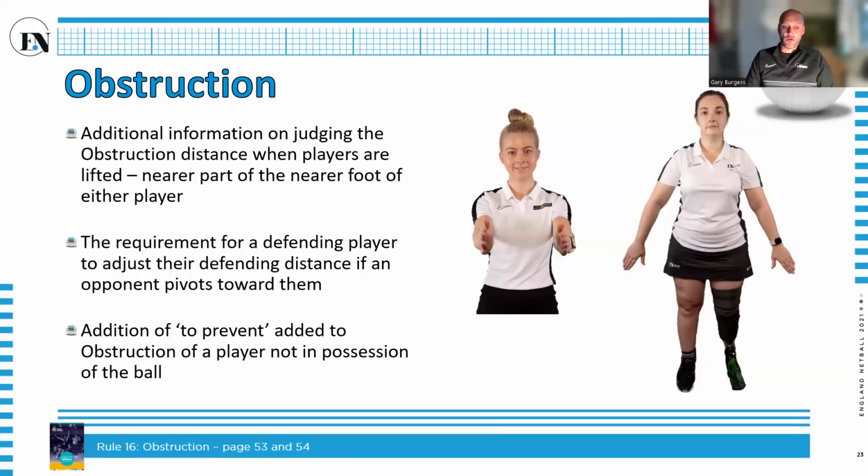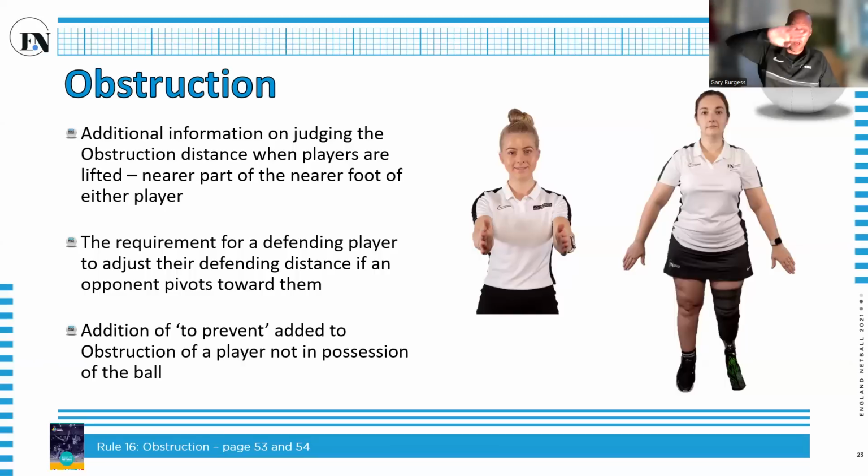Now, the second bullet point on the screen talks about the requirement for a defending player to adjust their distance if an opponent pivots towards them. So I'm going to try and demonstrate this on the screen. If my fingertips are at the toes and I land and I pivot and the defender takes up the defending distance, but then I pivot towards them, thus lessening the distance.